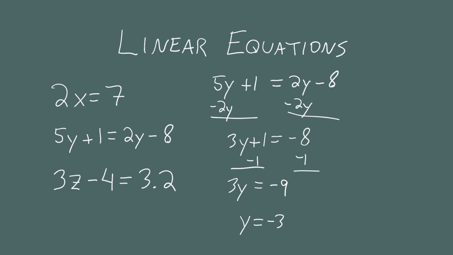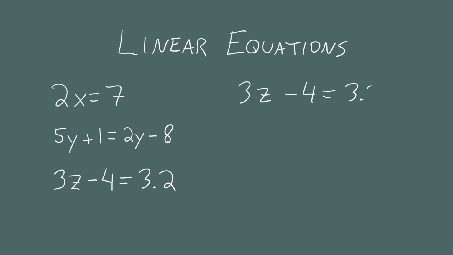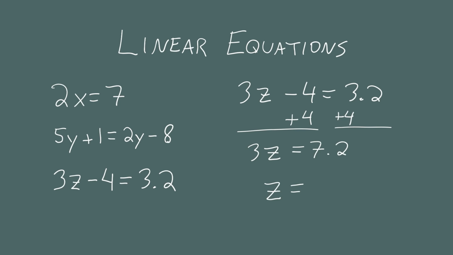So like before, like with the first example, we just did certain arithmetic operations to both sides until eventually we got to the answer. And let's look at the third example. We want to get z by itself, so we'll add 4 to both sides. That gives us 3z equals 7.2. Divide both sides by 3 and you get z equals 2.4.